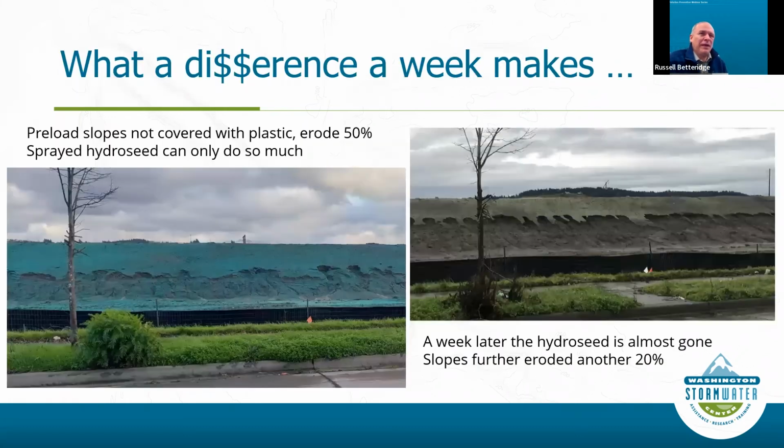So what a difference a week makes, right? Your preload slopes were covered with hydroseed, on the left photo here, and it's supposed to have a binder in it, but look, it all washed away on the bottom side of the slope. A week later, now all the hydroseed's pretty much washed off, the binder's gone, and even more of the slope is eroded. So it's going to cost even way more money. If they'd have put the hydroseed down, laid down some plastic and secured it on top of it, a little bit more protection, they wouldn't have that extra cost.